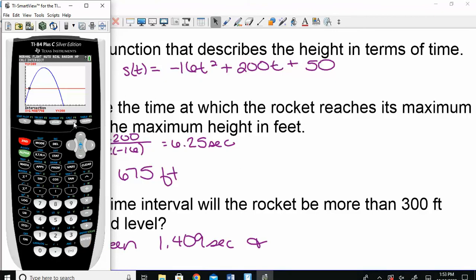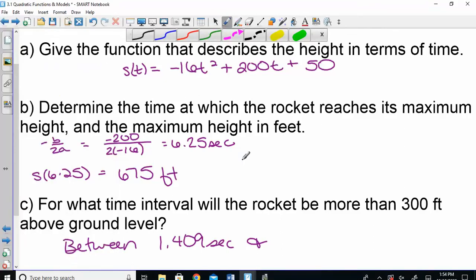And finding the second one, so you just repeat. Second, trace, intersect. First curve enter, second curve enter. Guess, get all the way close to it, and hit enter a third time. We get 11.091.